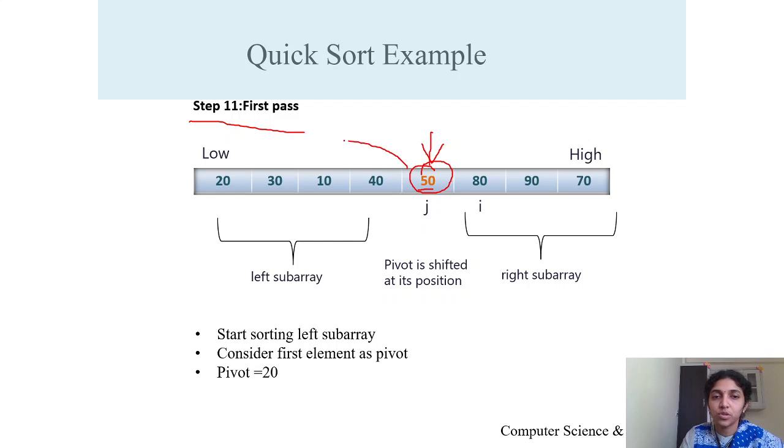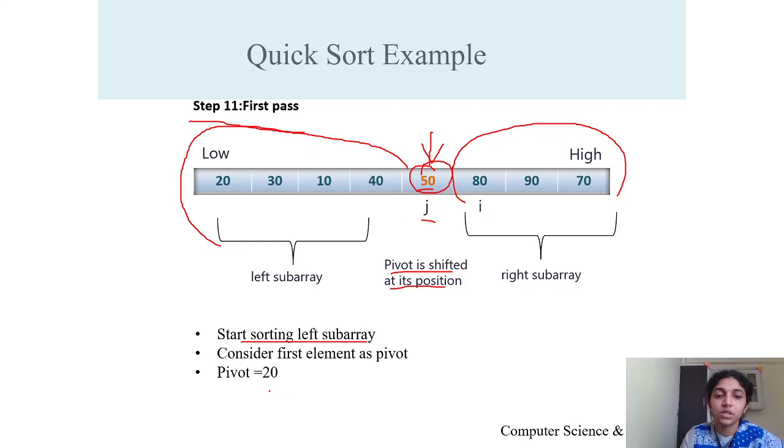Now you can clearly observe that all the elements in the left subarray are smaller than the pivot value, and all the elements in the right subarray of that pivot are greater than the pivot. Okay, so the pivot is shifted to its exact position. This is the position where the pivot has been shifted, and from now onwards we should not touch this position, because this is the exact position where that particular element has to sit. Right, now we have to do the same procedure for the left subarray.